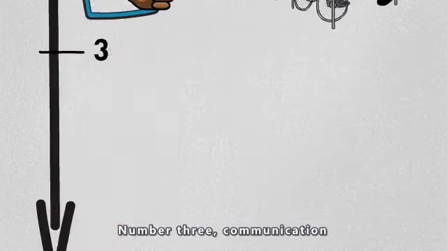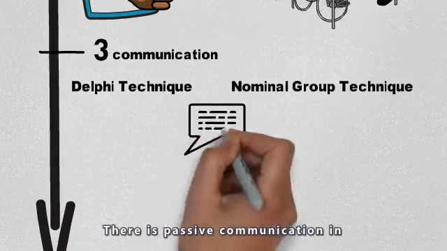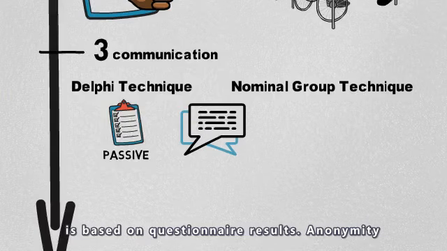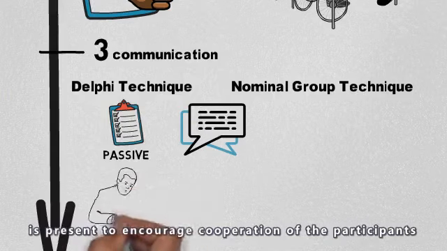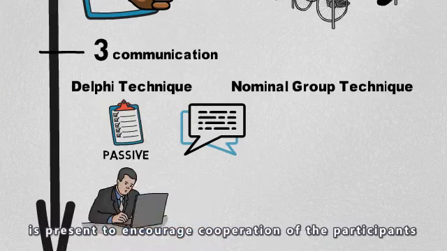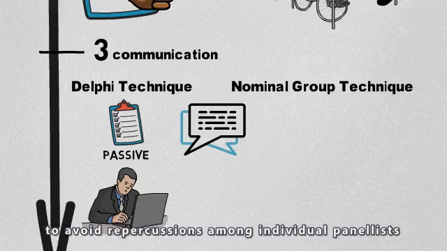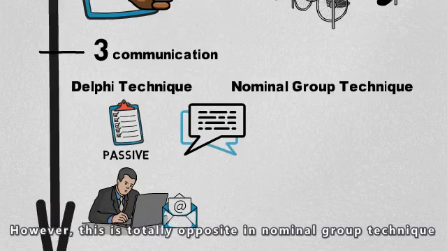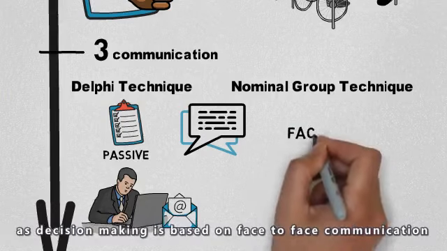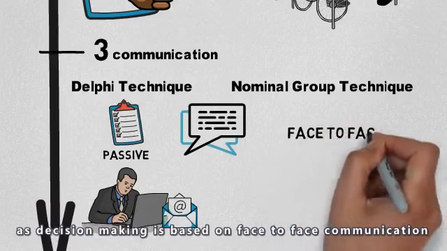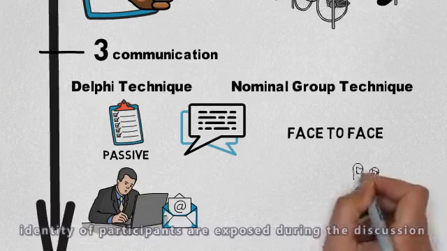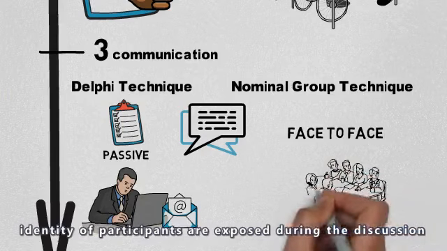Number 3. Communication. There is passive communication in the Delphi technique, as the decision-making is based on questionnaire results. Anonymity is present to encourage cooperation of the participants in answering the questionnaire and to avoid repercussions among individual panelists. However, this is totally opposite in nominal group technique, as decision-making is based on face-to-face communication. The anonymity does not exist as the identities of participants are exposed during the discussion.